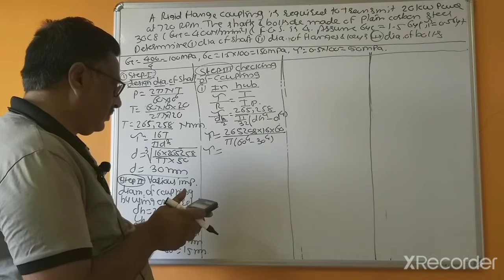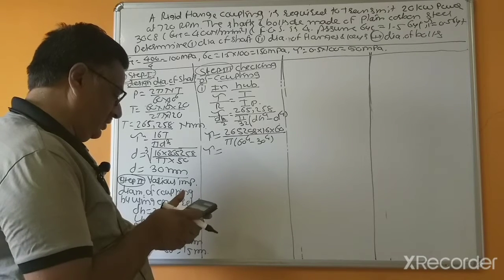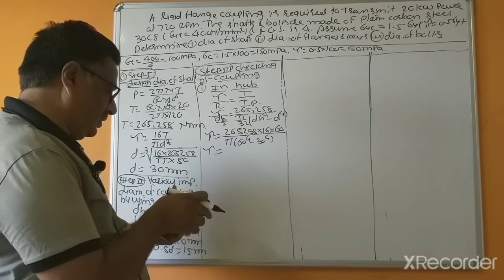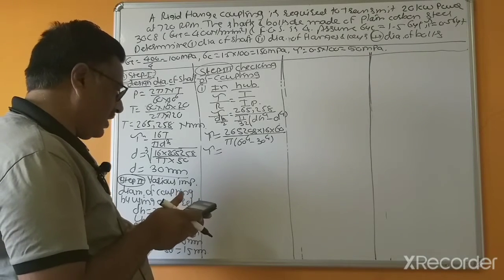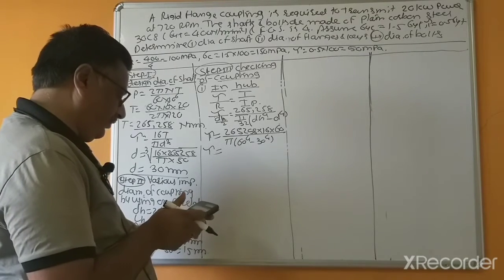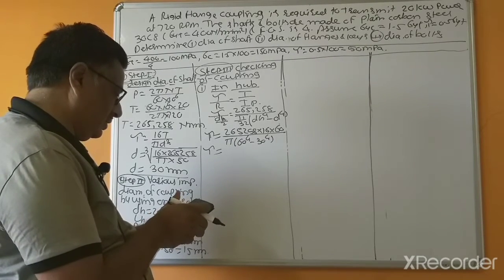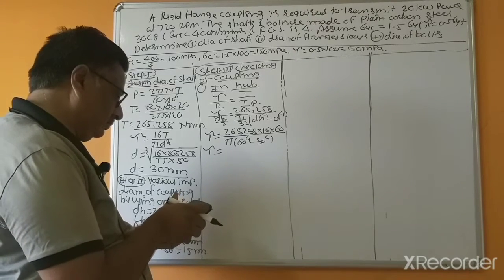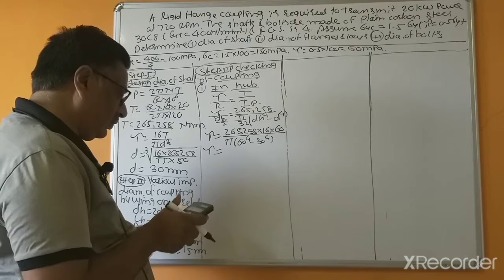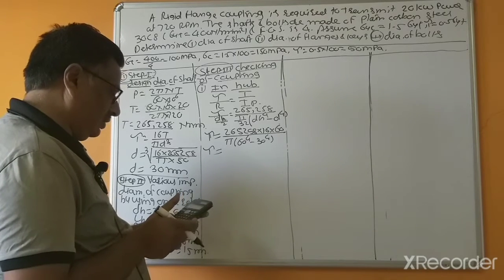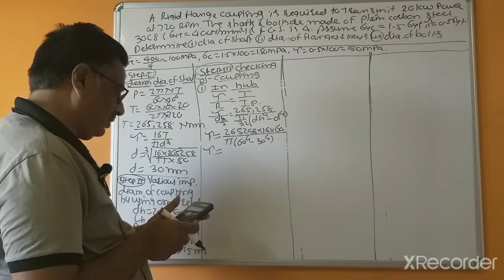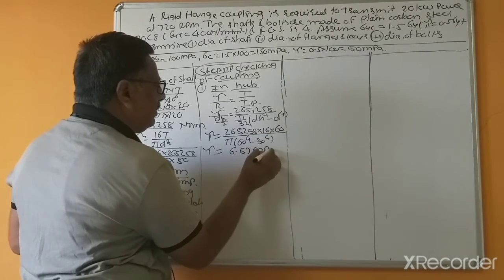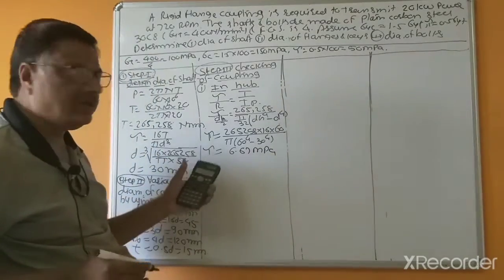265,258 multiplied by 16 multiplied by 60 divided by pi divided by 60 minus bracket close. This value I got is 6.667 megapascals. This tau is equal to.